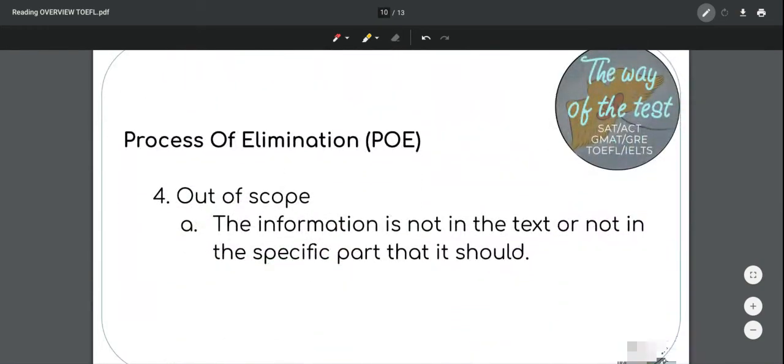Okay, the fourth reason is being out of scope. This is basically just saying that the information is not in the text. That's it. So if the text is not saying anything about the specific alternative, that's not my answer.